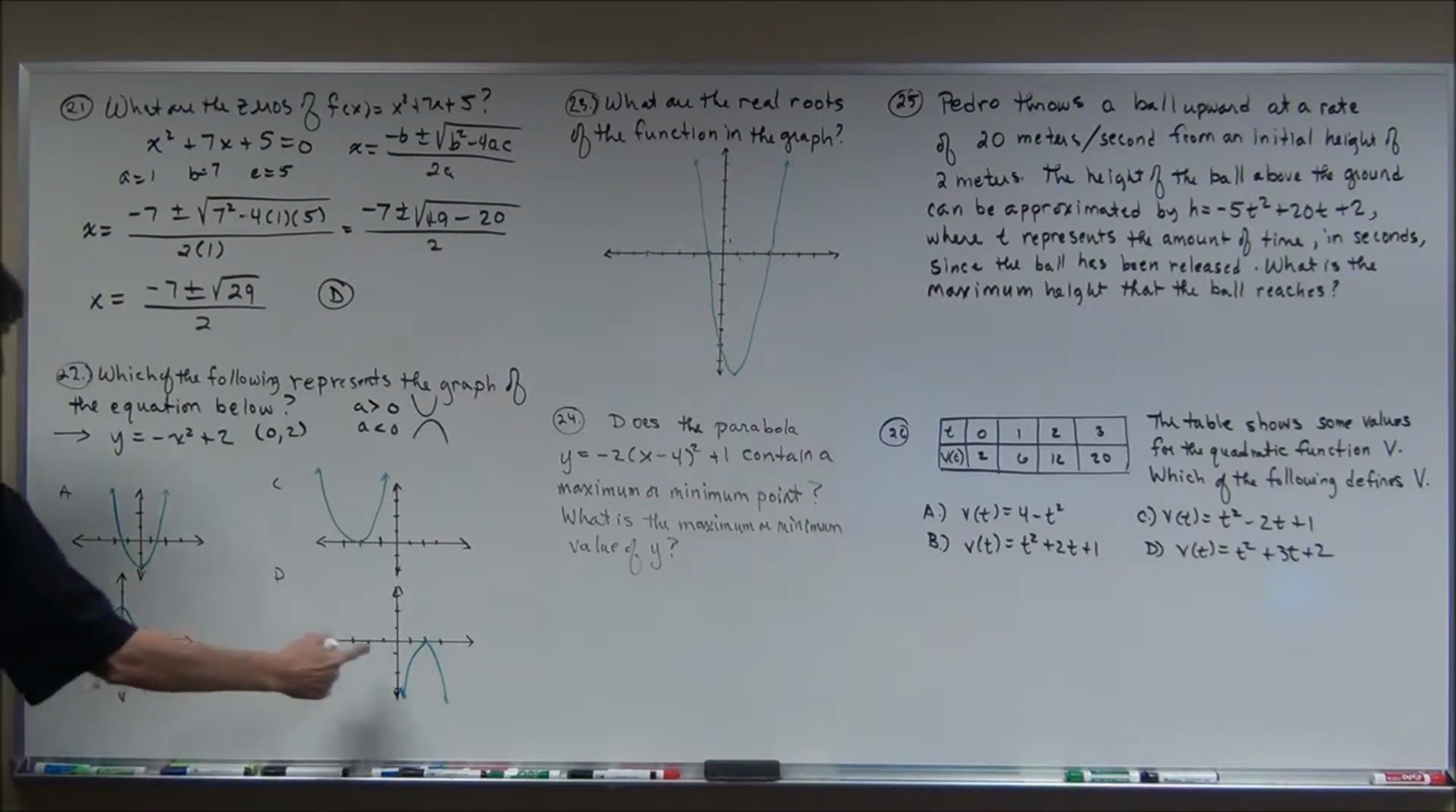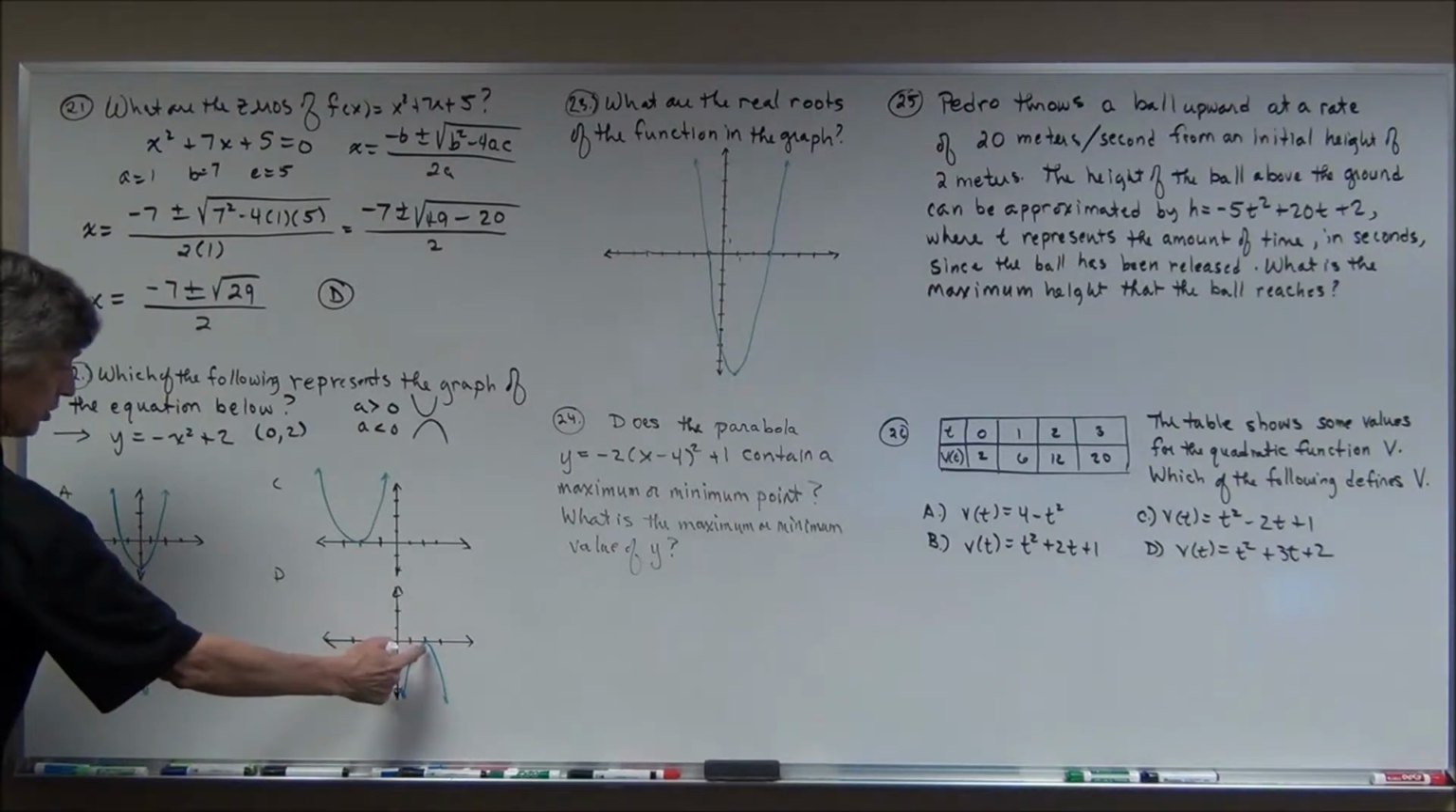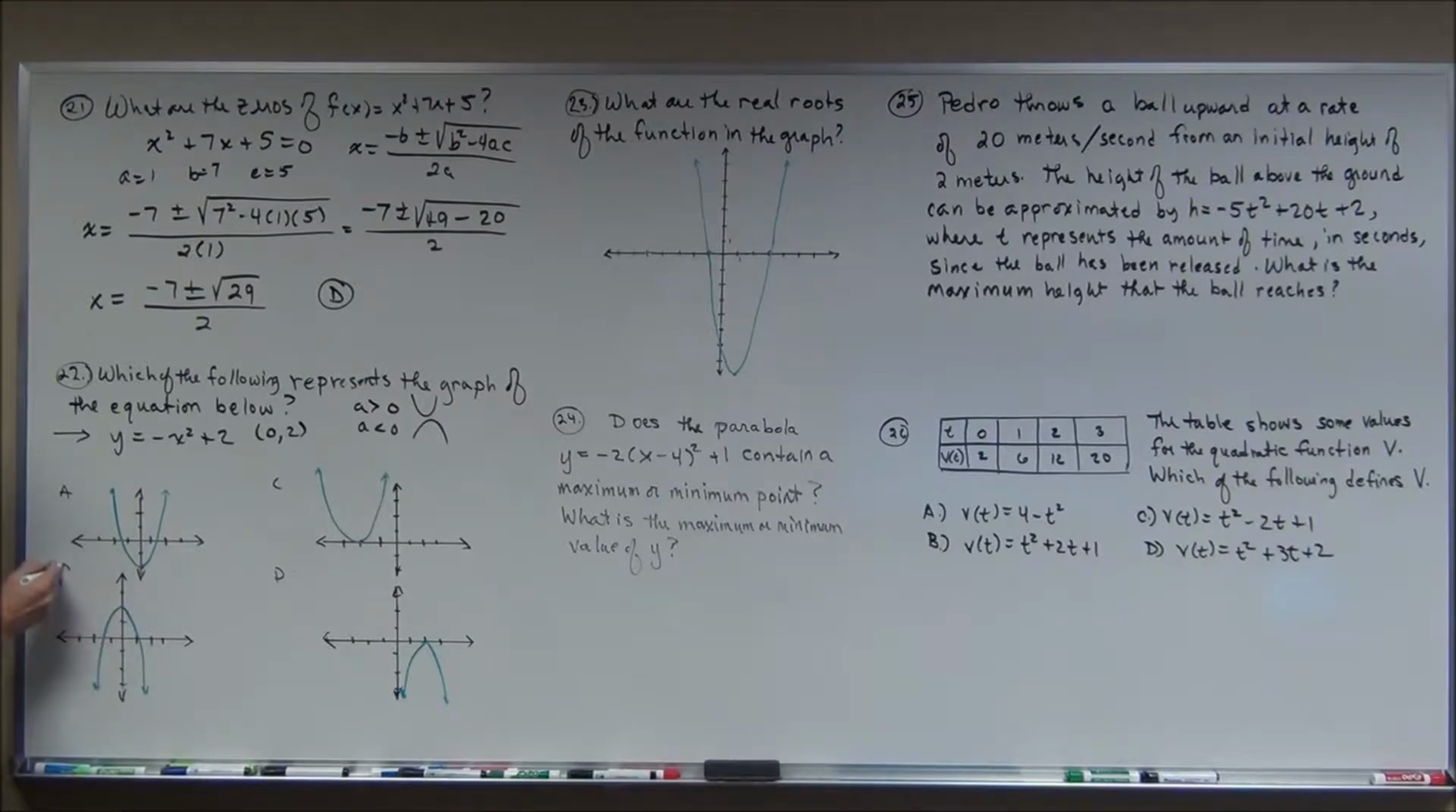So I look at my two choices here. This has a vertex at 0, 2. This has a vertex at 2, 0. This is the one I want. I want answer B. I could do that without having to do very much more than just identify what a was and then look at where my vertex is, because these graphs were different enough that I could tell.